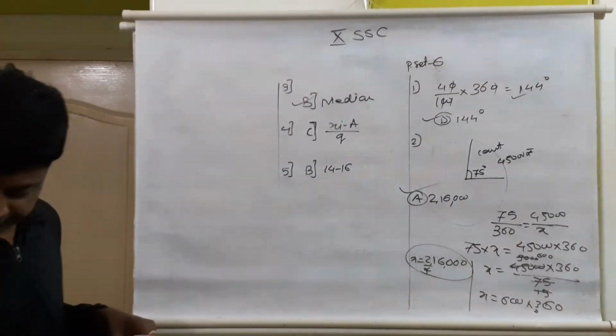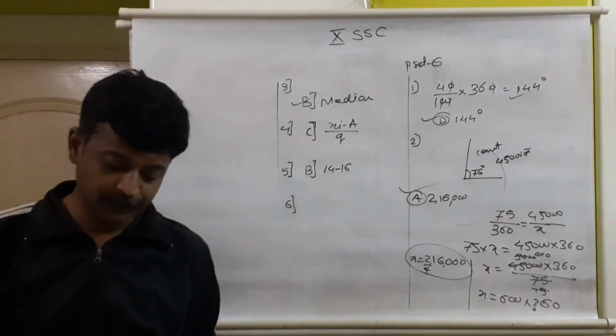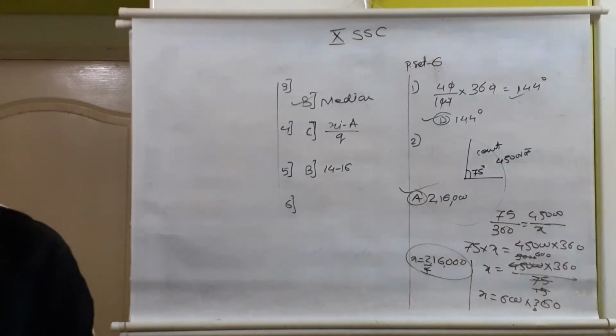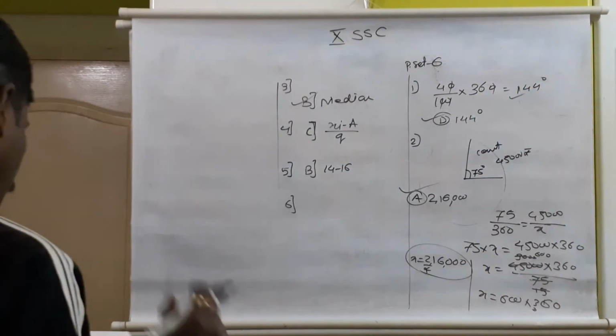Question number 6. In question number 6, the number of trees planted by each student and the number of students are given. First group 1 to 3 trees, 7 students. 4 to 6 trees, 8 students. Then 7 to 9 trees, 6 students. 10 to 12 trees, 4 students. The above data is to be shown by a frequency polygon.